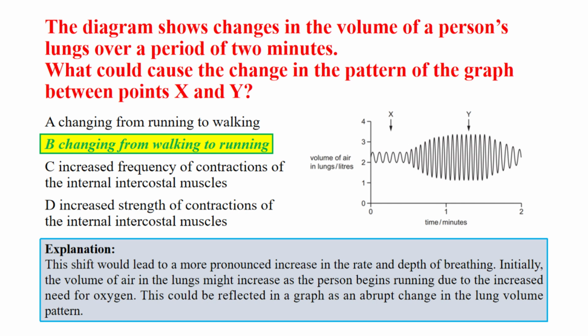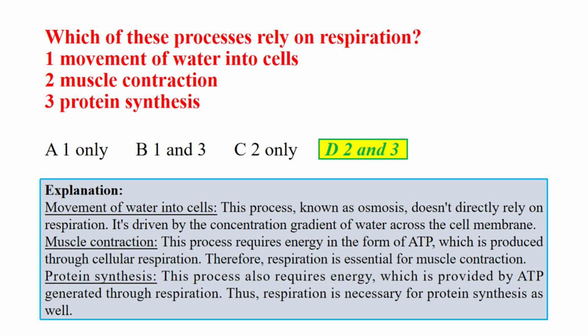Given these explanations, option B, changing from walking to running, is the best answer. This transition results in a significant increase in breathing rate and depth, causing a noticeable change in the lung volume pattern on the graph. In this question we are going to explore which of the following processes rely on respiration. Let's break it down and find out.